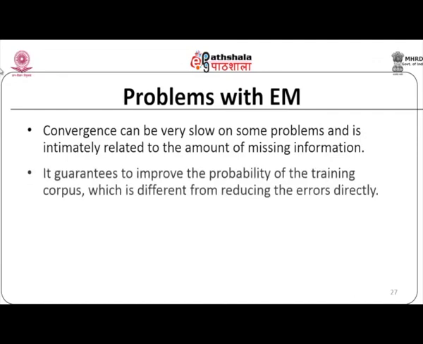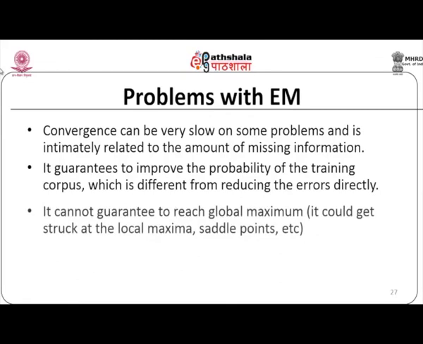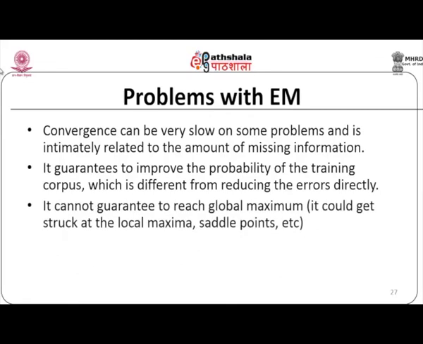The convergence guarantees to improve the probability of the training data; it has nothing to do with reducing the errors directly. It is just that it tries to guarantee a proper fit to the data. It cannot guarantee to reach a global maximum. Sometimes you may get stuck with local maxima or saddle points, and the initial values are very important. If you give wrong or random initial values, then the convergence can be really slow.